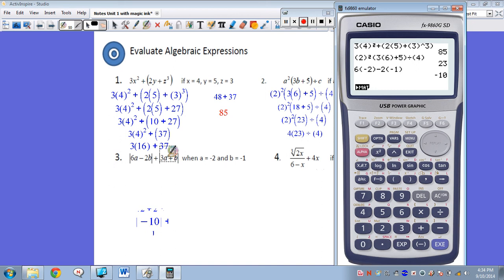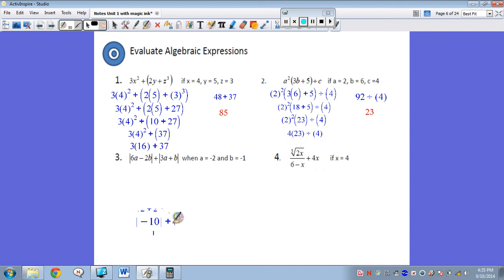Then we're going to figure out what the other number inside the parentheses is. So I'm going to hit 3 parenthesis negative 1. Oh, nope. Negative 2 plus parenthesis negative 1. Hit enter, and you get negative 7. So the other number inside that absolute value is negative 7.